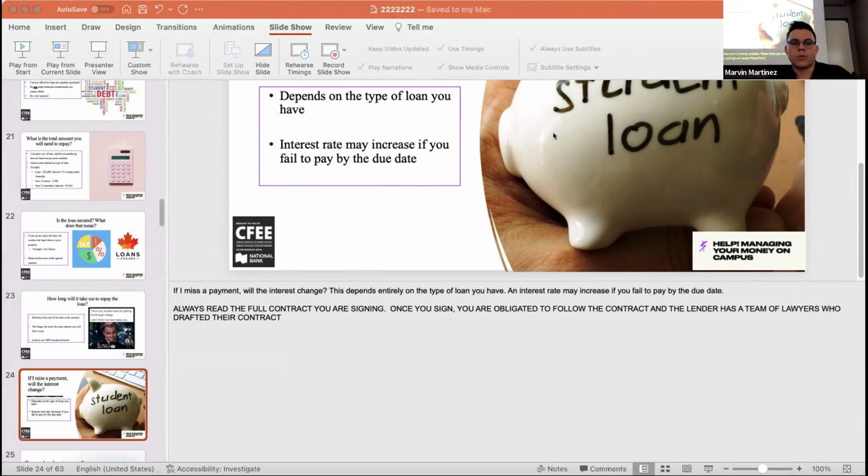So another important question that we have to ask is, if I miss a payment, will the interest change? It depends on the loan, right? If they see that you're not paying back, they might change it, right? Also it will hit your credit score, and that's the worst thing that can happen to you.